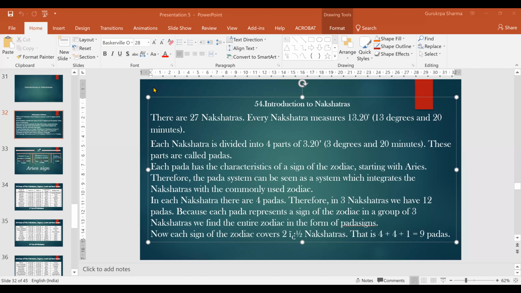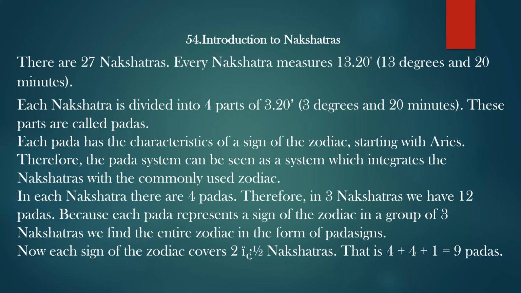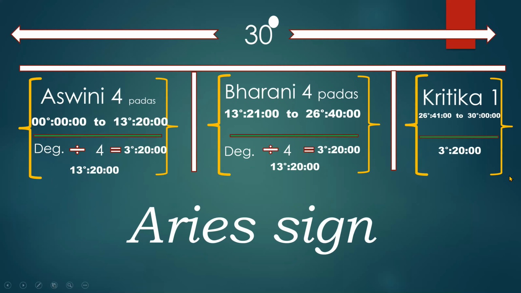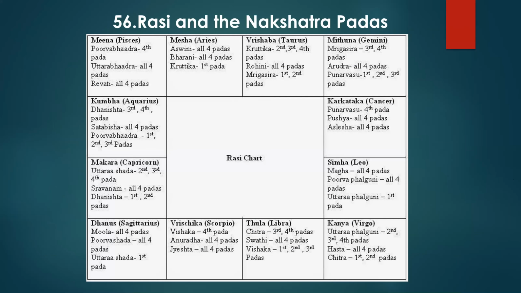I have one question, because I'm learning the basics. First of all, you said each sign has 9 padas, right? Yes. If you go back to the chart, Ashwini, Bharani, and Kritika have 4 plus 1 padas, right? For the next one, there is a different number. This is 12. So I don't understand why. The chart with the numbers where Padas was written. Here. Yeah, this one.